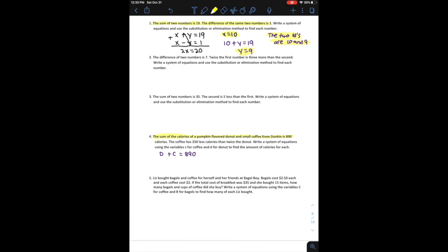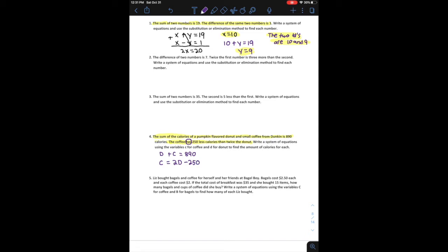Let's now use the second sentence to make our second equation. The coffee has 250 less calories than twice the donut. So in that sentence, it says the coffee has. So I know that the coffee is equal to 250 less than twice the donut. How am I going to represent that? Well, twice the donut would be 2D, and 250 calories less than that would be minus 250.